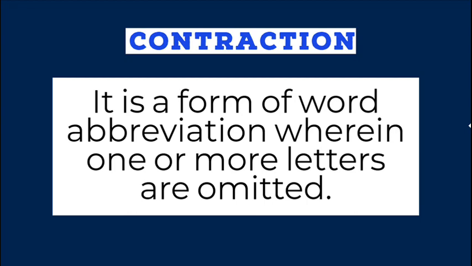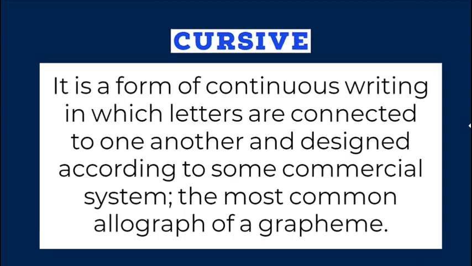Contraction. It is a form of word abbreviation wherein one or more letters are omitted. Cursive. It is a form of continuous writing in which letters are connected to one another and designed according to some commercial system, the most common allograph of a grapheme.